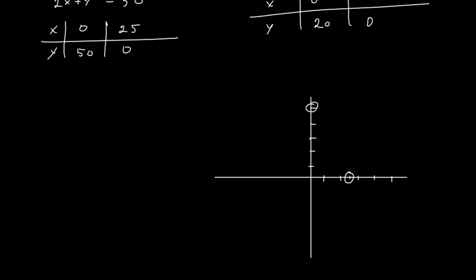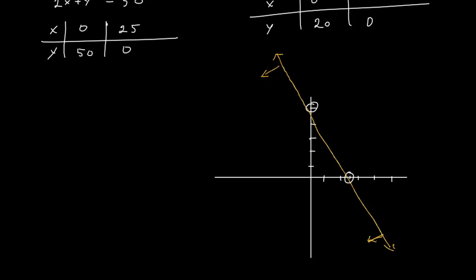Let us join them. So something like this we join, and this area will be the feasible region as we have 2x plus y less than or equal to 50. So this is my solution region. Now I have to see the first quadrant only for my solution because x and y both are greater than 0.